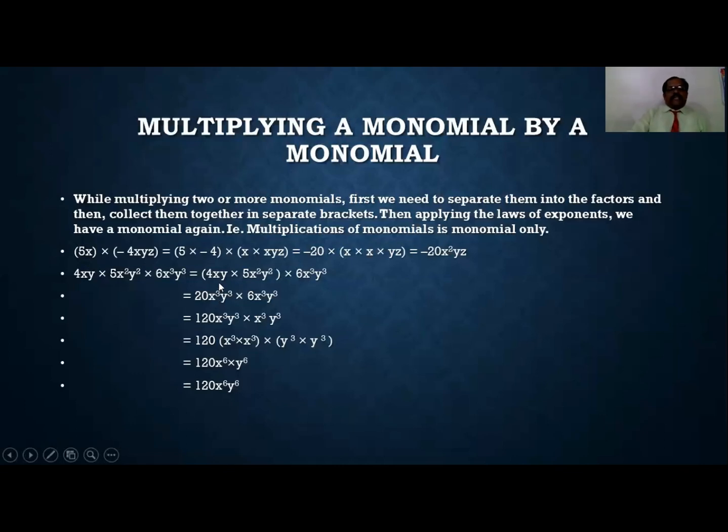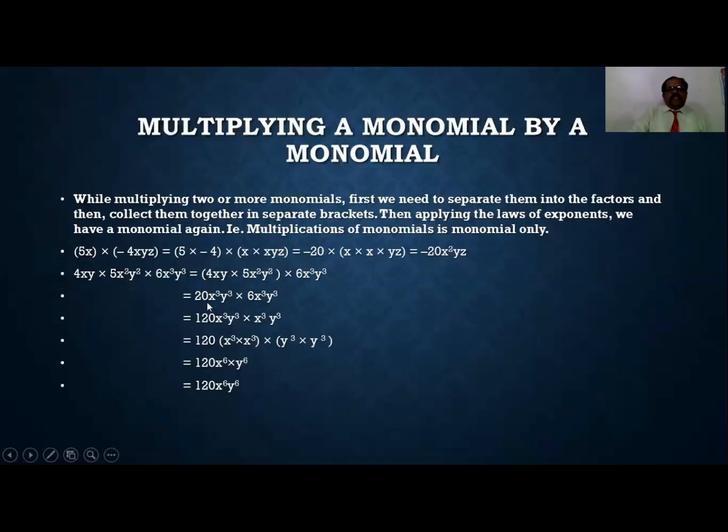In the same way, y into y square. The power of y here is 1, and in y square the power of y is 2. So the sum of the powers, 1 plus 2, becomes 3 again. So I have written the product of these first two monomials as 20 x cube y cube.